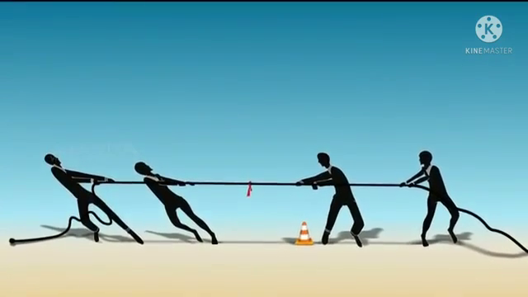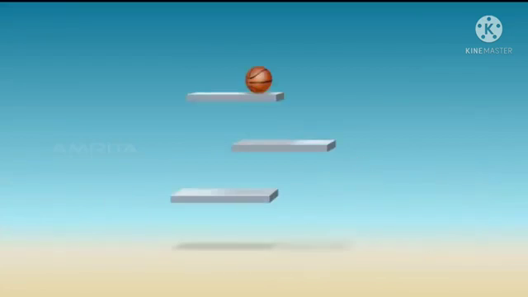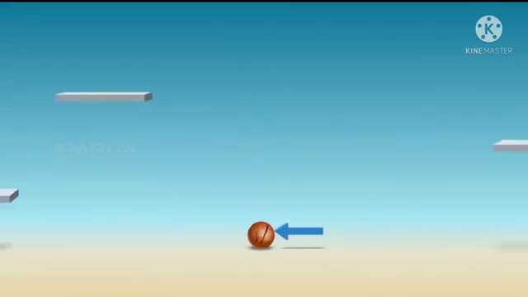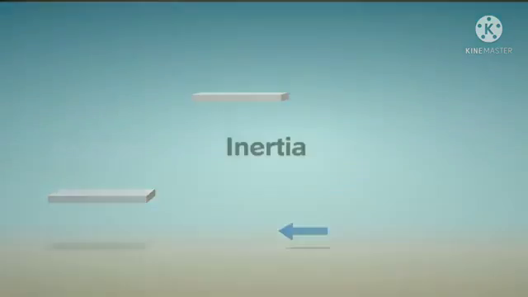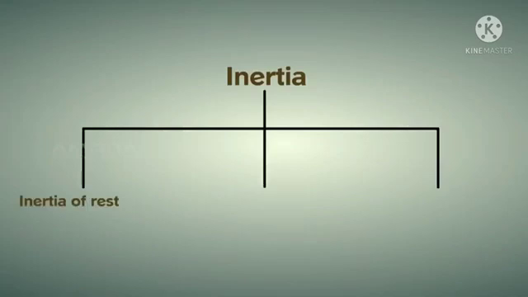If one of the team lets go of the rope, the opposite team falls backwards. This tendency to fall backwards despite letting go of the rope is due to inertia. That is, if an object is at rest, it tends to remain at rest, and if it is in motion, it tends to stay in motion. This property of an object is called its inertia. Inertia can be classified into three categories: inertia of rest, inertia of direction, inertia of motion.